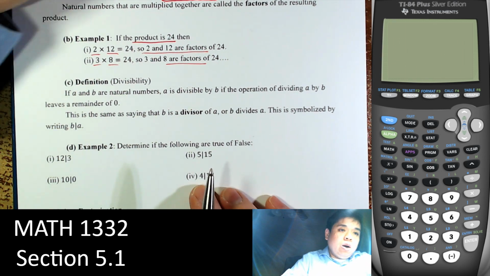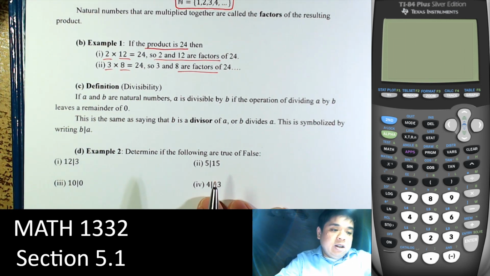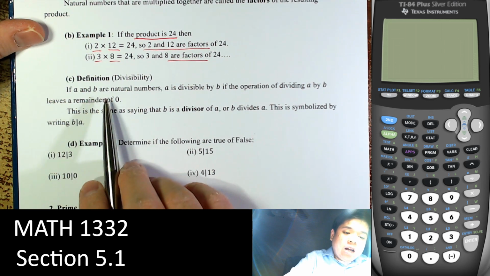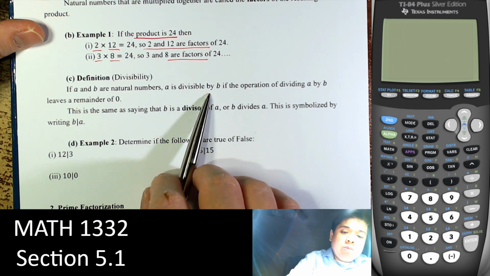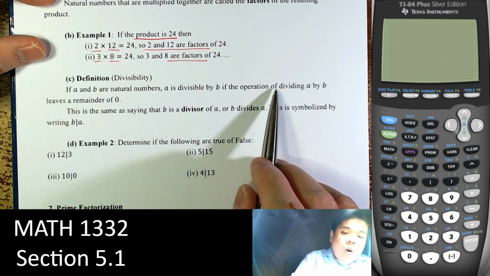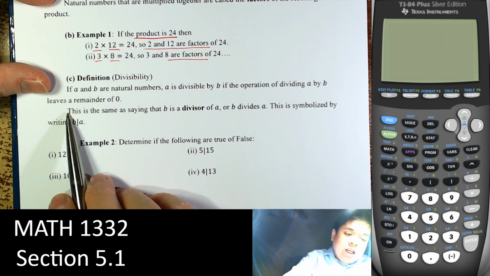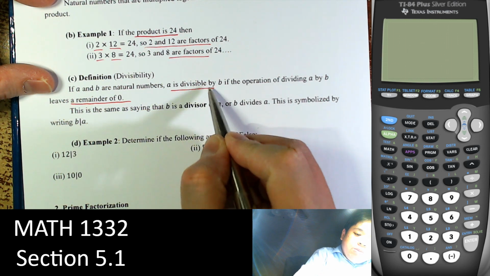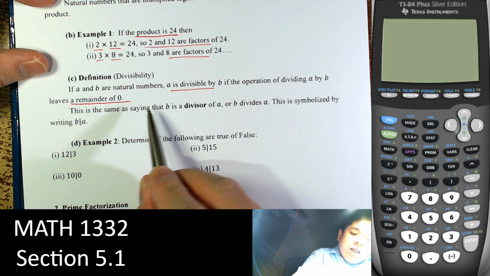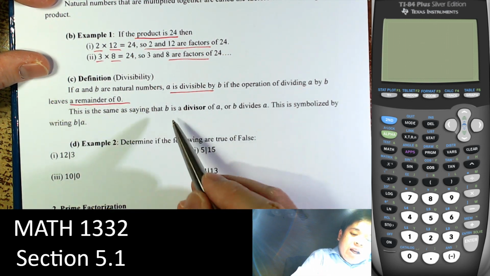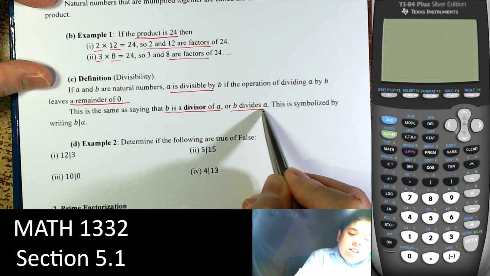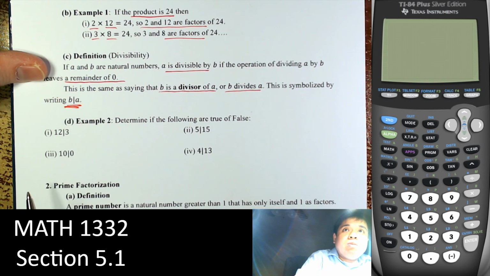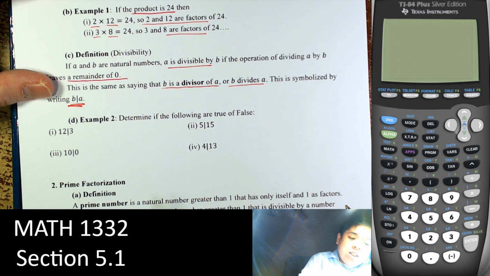Next, we define divisibility. If A and B are natural numbers, A is divisible by B if the remainder is 0. If it is divisible, we say B is a divisor of A, or B divides A.